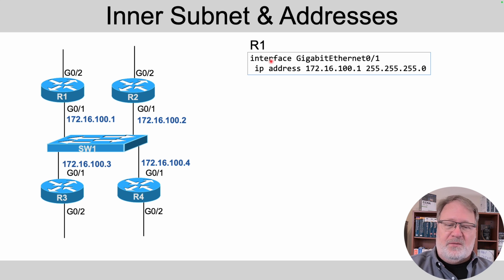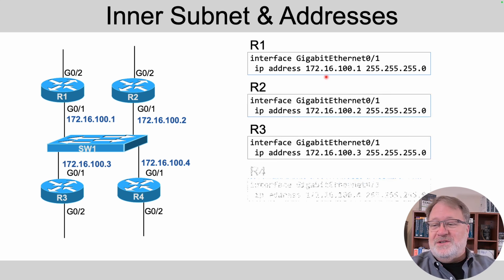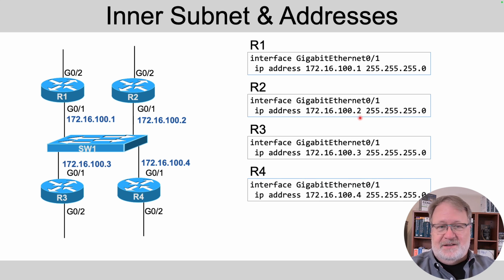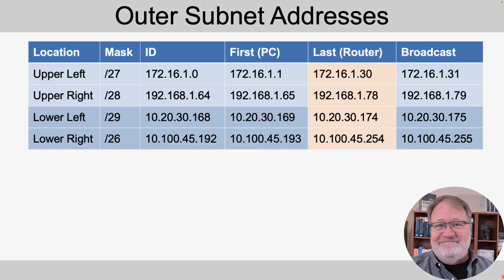And in this case, we've got router R1's address 172.16.100, which is from the subnet ID .1 as instructed in the lab. Then on R2, R3, and R4, it's almost the exact same config, but the addresses end in .2, .3, and .4 as instructed.